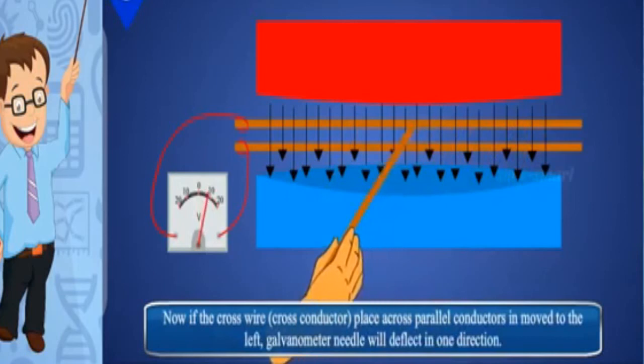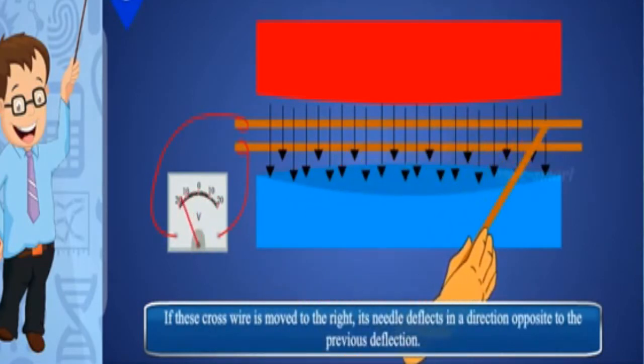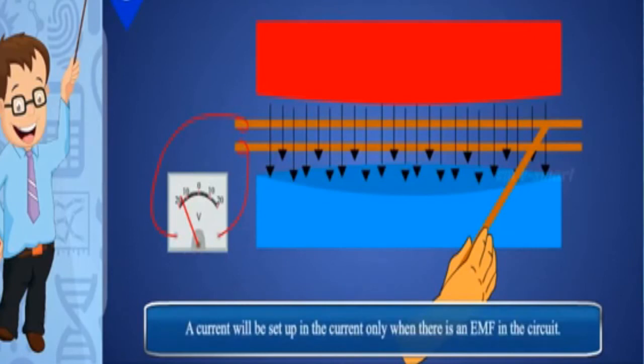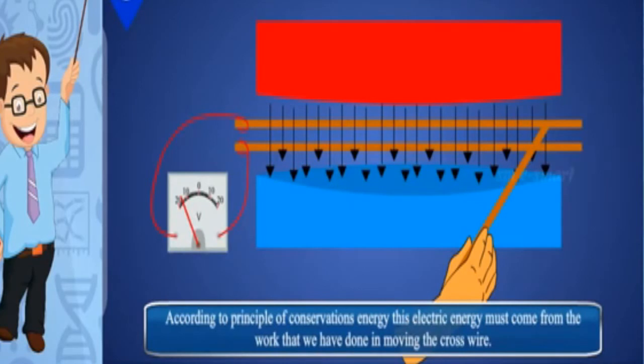Now, if the cross wire, that is, the cross conductor placed across the parallel conductors, is moved to the left, the galvanometer needle will deflect in one direction. If this cross wire is moved to the right, the needle deflects in a direction opposite to the previous deflection. A current will be set up in the circuit only when there is an EMF in the circuit. Let this EMF be sigma. According to the principle of conservation of energy, this electric energy must come from the work that we have done in moving the cross wire.